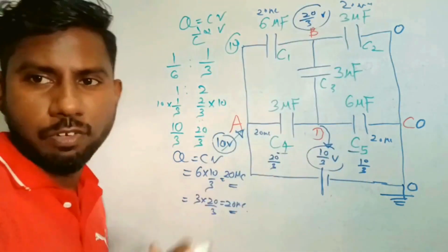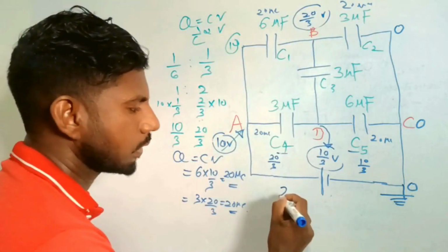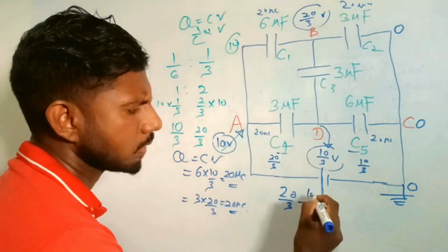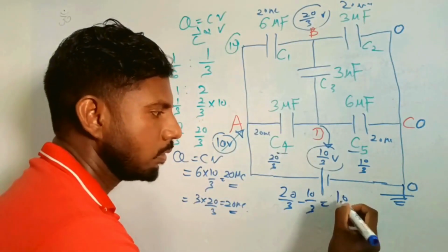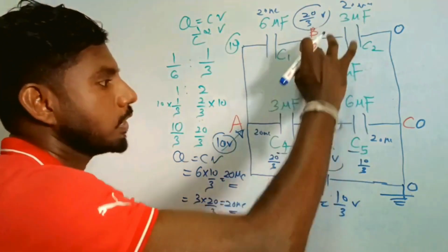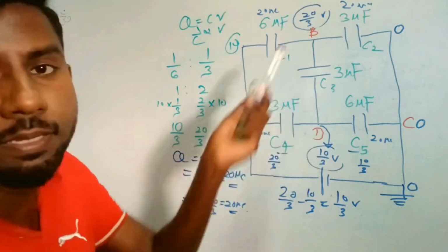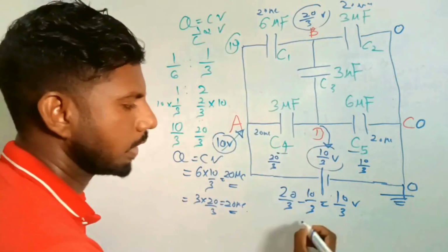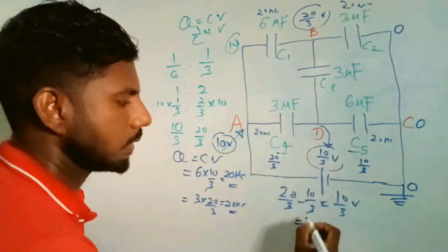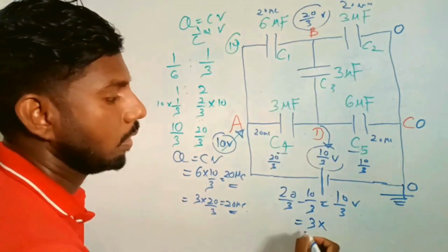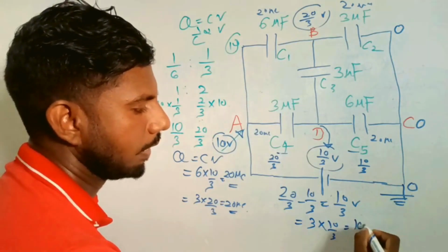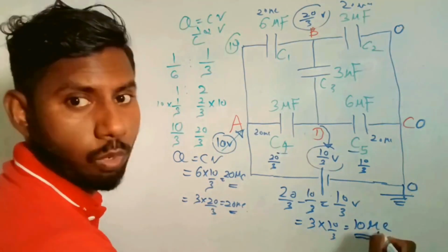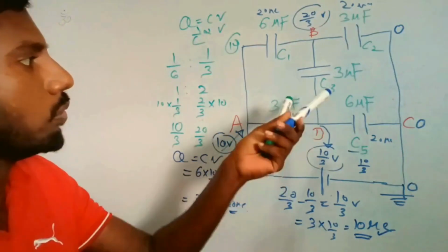So what's the potential difference now? 20 over 3 minus 10 over 3. I hope you can see the difference now. It's 10 over 3 volt, the potential difference across the C3 capacitor. So let's apply our equation now. Q equals CV. C is 3 and V is 10 over 3 and we are getting 10 microcoulomb. The last answer for C3.